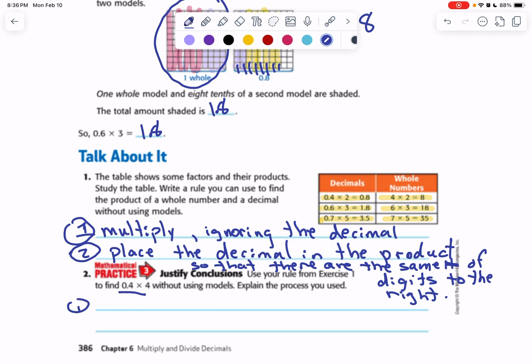So step 1 would be just multiply. So 4 times 4 equals 16. And step 2 would be to place the decimal. All right? So in 4/10 we have one digit to the right. So that's going to be like this. So 1 and 6/10. Are we cool with that?